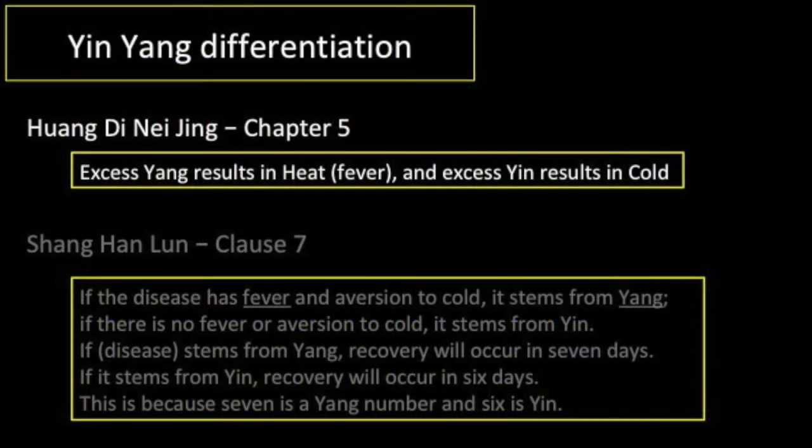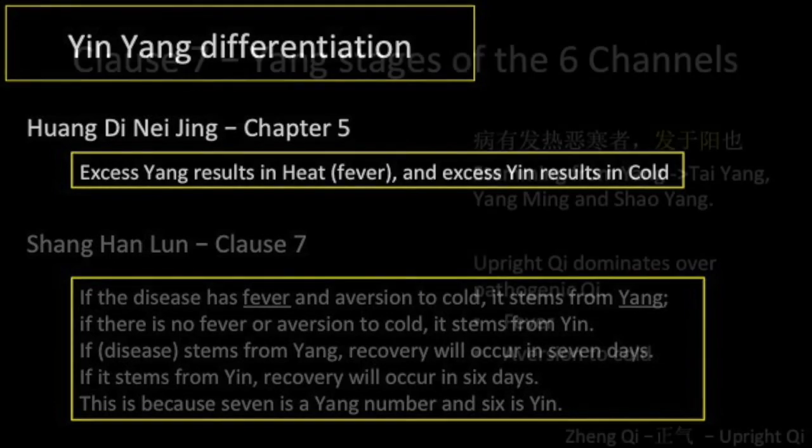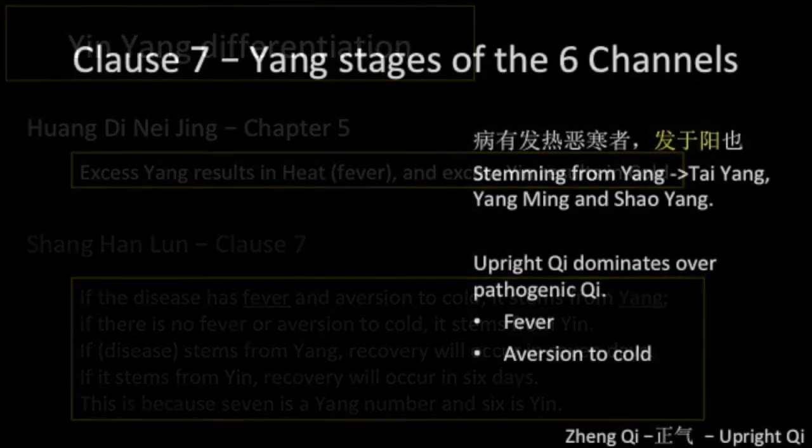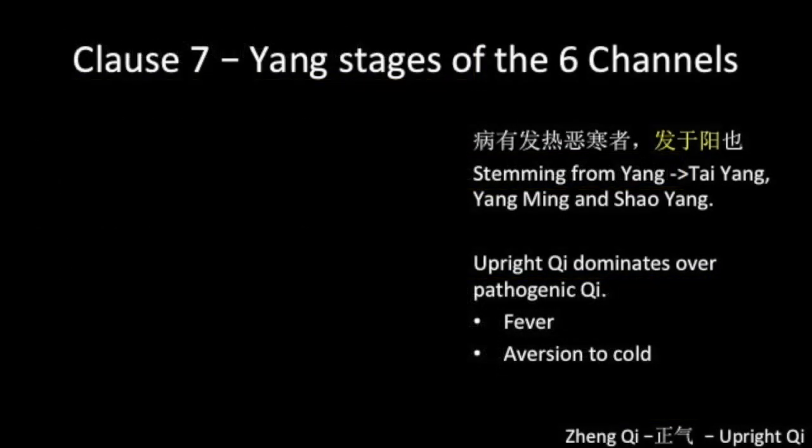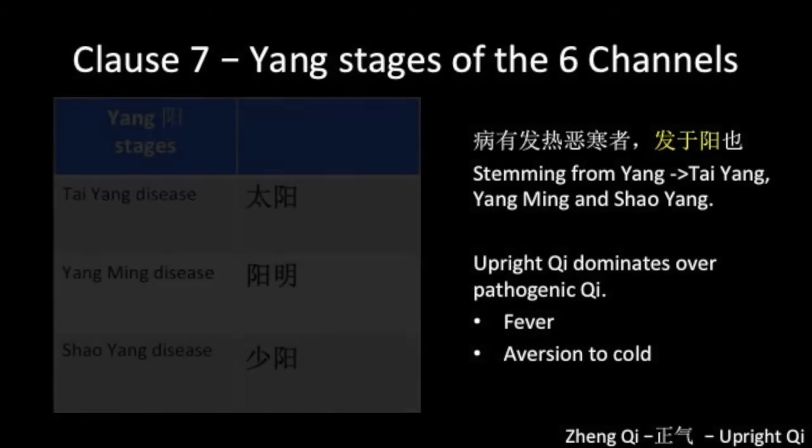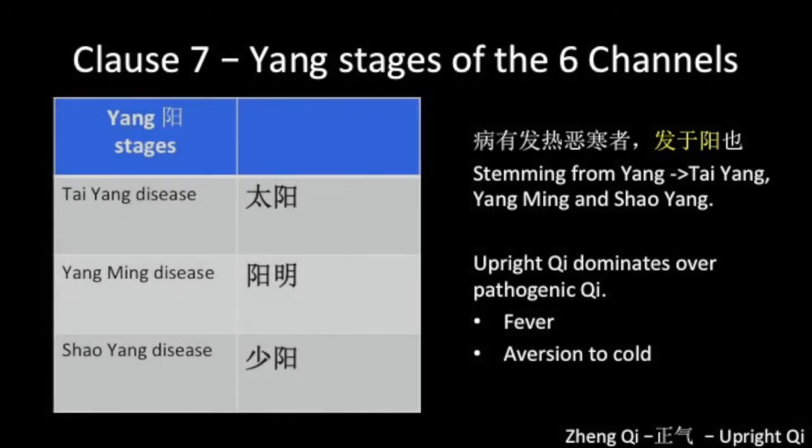Chapter 5 of the Huangdi Jing states that the excess yang results in heat or fever, and excess yin results in cold. In the Shang Han Lun, Fa Yu Yang means diseases which stem from the yang. This implies diseases from all the yang channels, that is, the Tai Yang, Yang Ming, and Shaoyang channels. So in diseases pertaining to these 3 channels, there will be fever and aversion to cold.